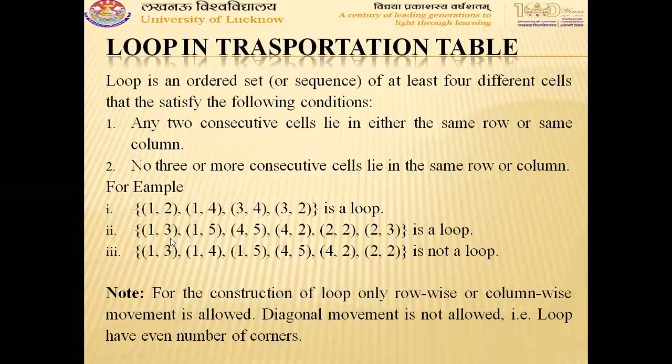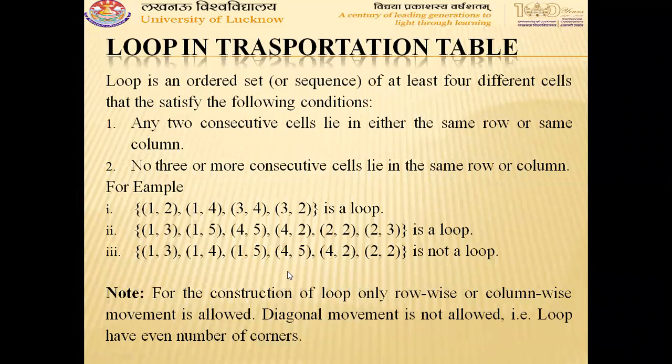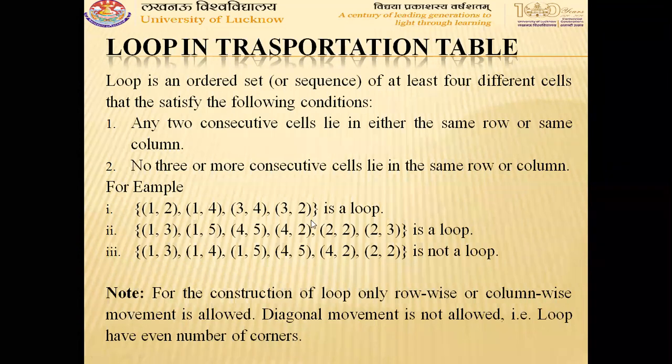While constructing the loop, we have to keep in mind that we can move only row-wise or column-wise. Diagonal movement is not allowed. Since diagonal movement is not allowed, a loop must have an even number of corners only. It doesn't have an odd number of corners.